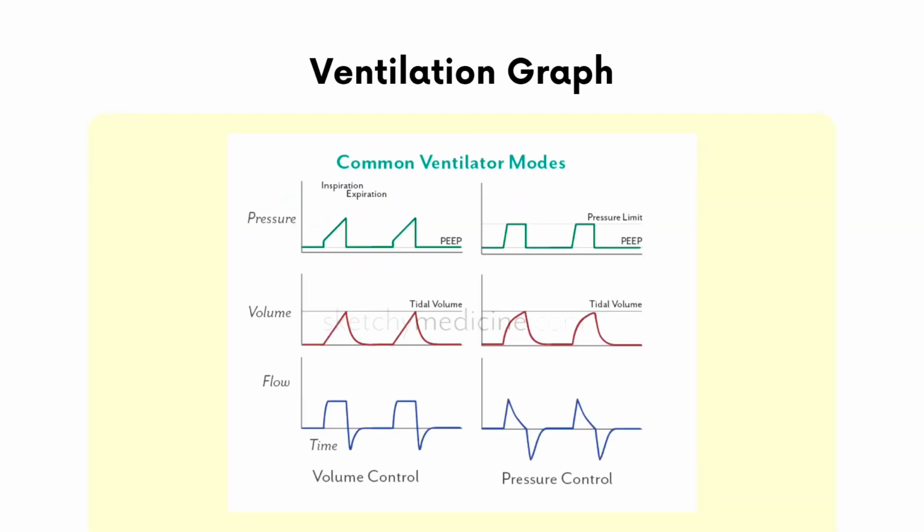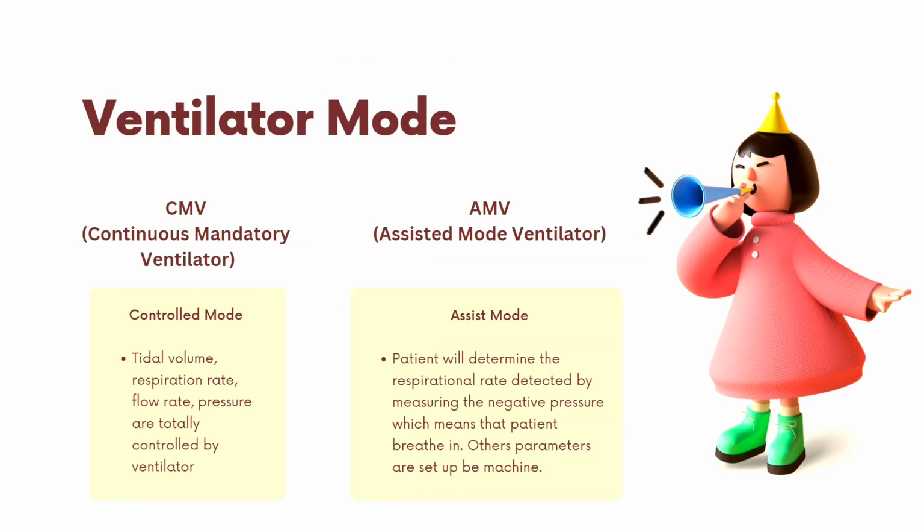This demonstrates the ventilation graph of a common ventilator mode. For volume control, the pressure increases linearly, and the volume also increases linearly until it reaches the tidal volume, and the flow is constant. For pressure control, the pressure is constant up to the pressure limit, and the volume increases depending on pressure, and also on the flow. We will focus on two modes of ventilator, CMV and AMV. CMV is the controlled mode and AMV is the assist mode.